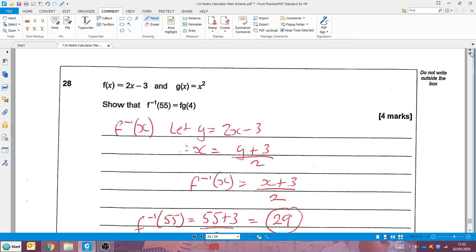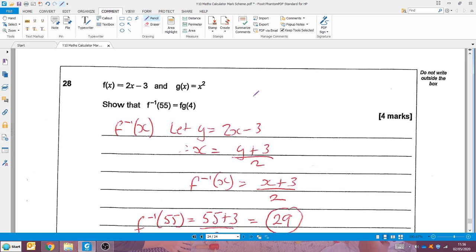Not too complicated. So I've got 2 statements: f of x being 2x minus 3 and g of x being defined as x squared. I've got to prove that the inverse function of f, when you substitute 55 in, is identical to the same value as f of g of 4. I'm reading it the wrong way, sorry, because I know I've got to do the 4 and the g first.